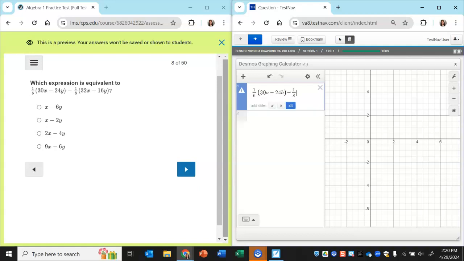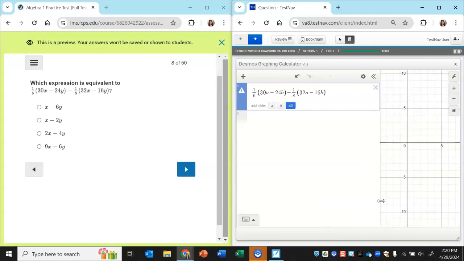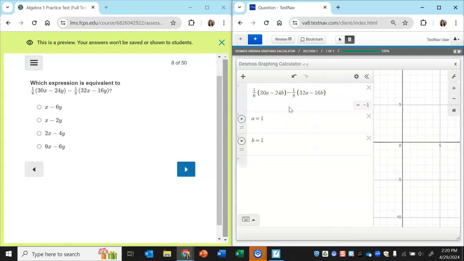1/8. And then 32x, again, I'll put a, and then 6b right there. Okay, so for here, once you have this plugged in, you can go ahead and press all, and then just press any random buttons right there. And then we're going to see which one matches this expression. So you don't have to distribute and make some mistakes there.